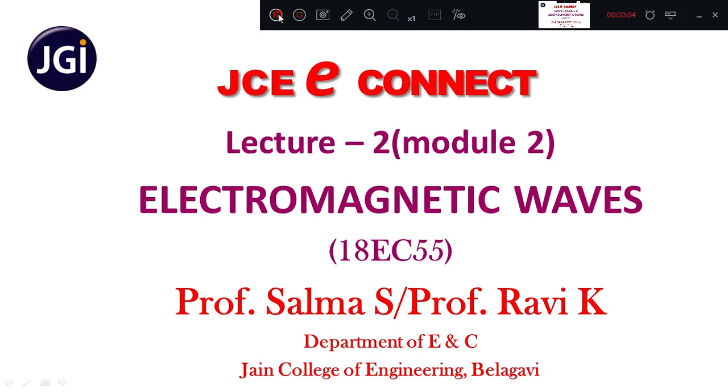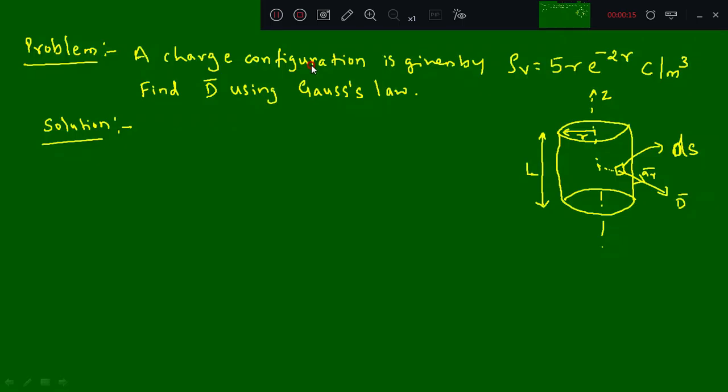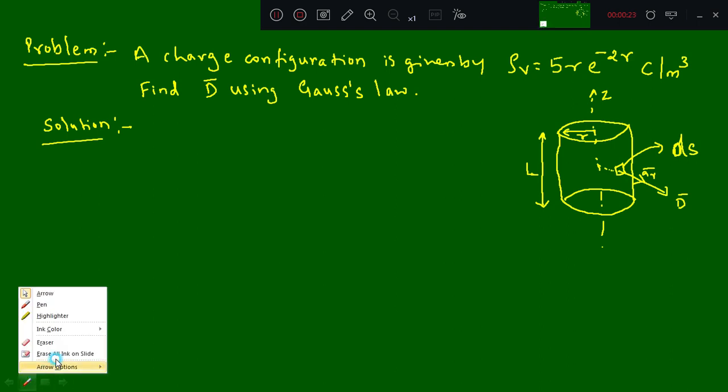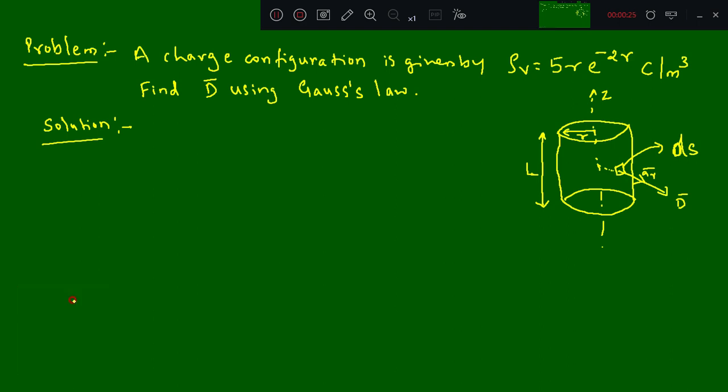So today we will solve one problem on Gauss law. The problem statement is given as: a charge configuration is given by rho v is equal to 5 r e raised to minus 2r coulombs per meter cube. Find D using the Gauss law. So this is the statement.